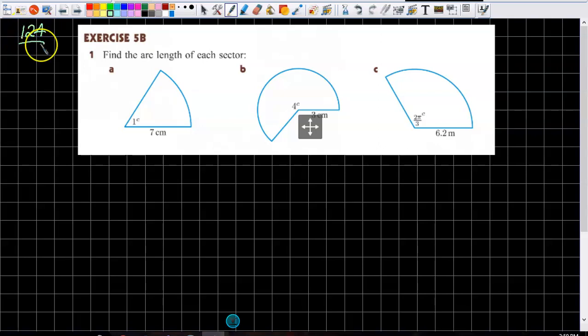Exercise 5B, page 124. Find the arc length of each sector. Your only degree of difficulty here is reading the question and choosing the right formula. So the arc length, we're looking at that one there. You write your formula, L. Was it r times theta or theta times r? That's all good. What's my radius? Well, that was a stupid question, wasn't it? 7.